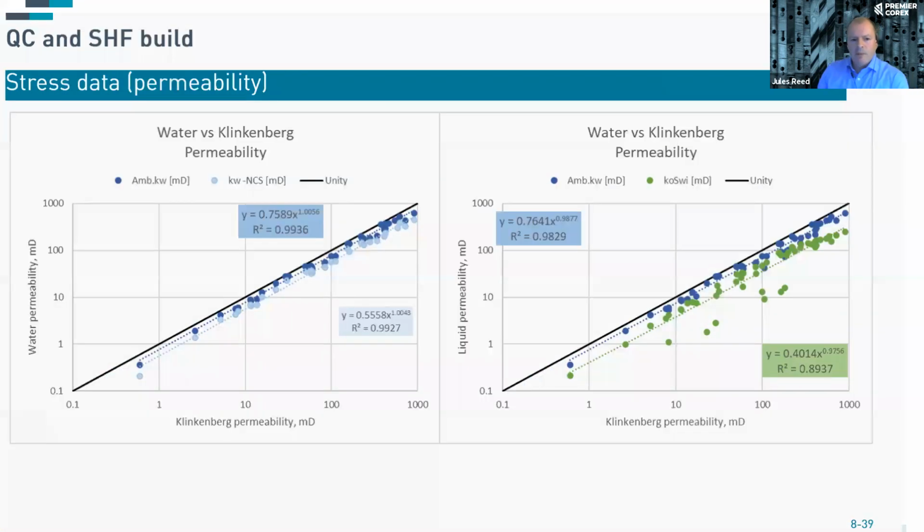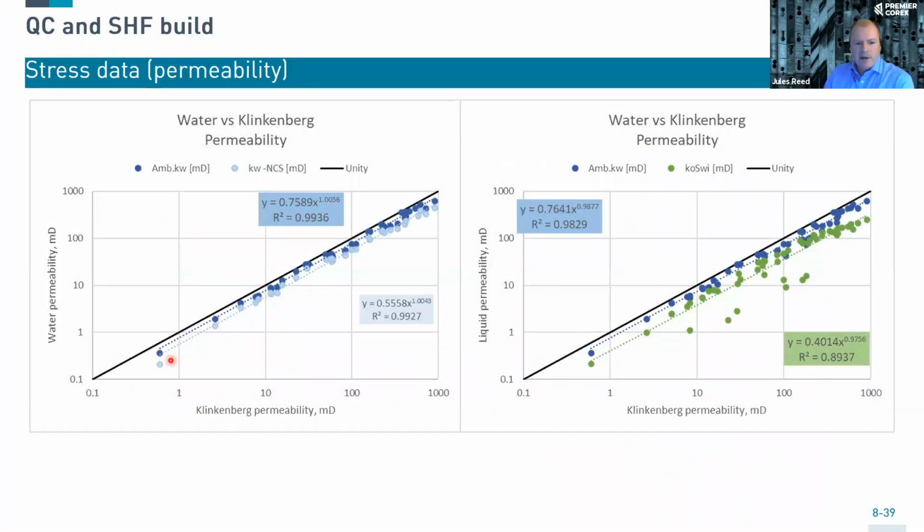We then look at permeability. So we correlate water perm to Klinkenberg, the stressed water perm to Klinkenberg, and we see all the samples seem to be behaving well. Then you do KOSWI, you correlate that as well. And we begin to see another breakout of several samples here. And we need to question, what are those samples? Is that another rock type?